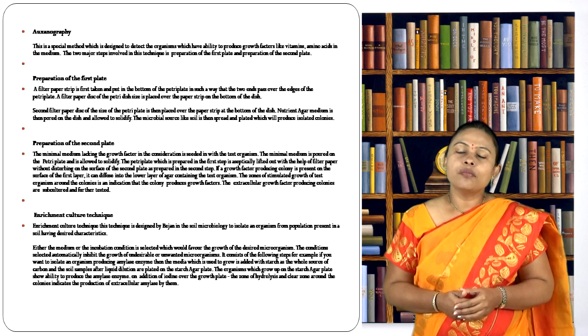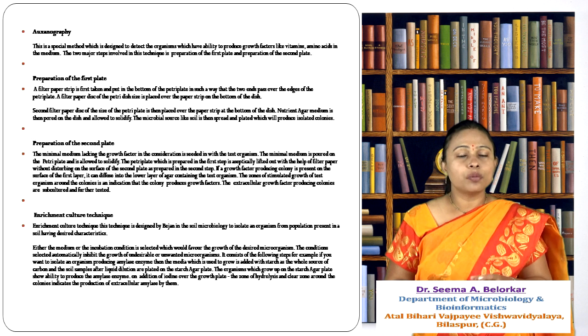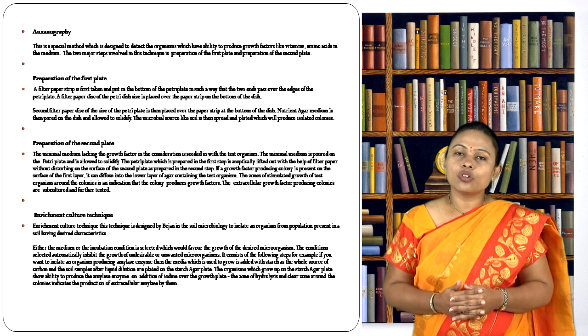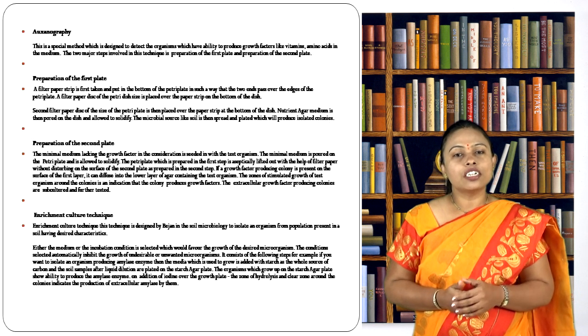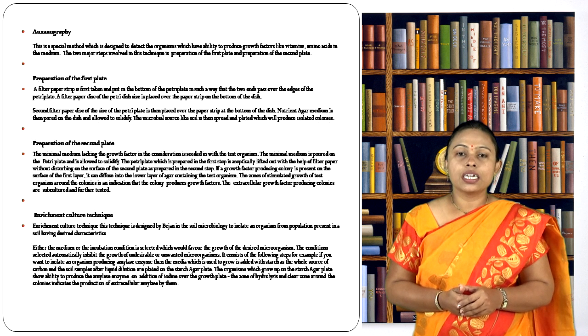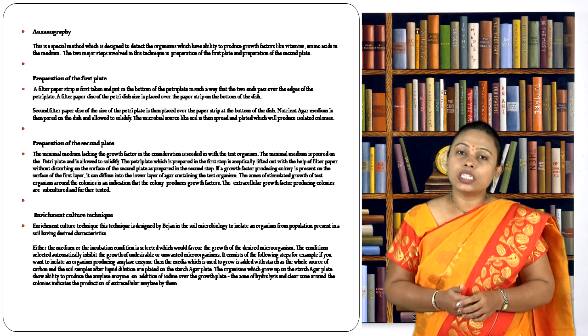Preparation of the second plate. The minimal agar medium, which is lacking in that particular factor for which we are considering this experiment, is seeded with the test organism. The seeded medium is poured onto the surface of the fresh agar plate. The Petri plate is allowed to set.